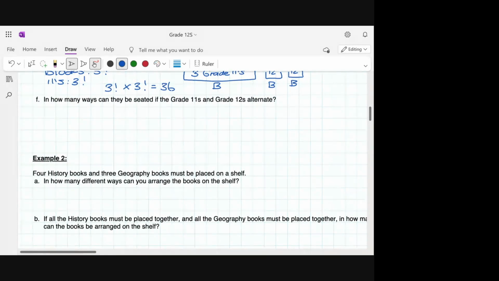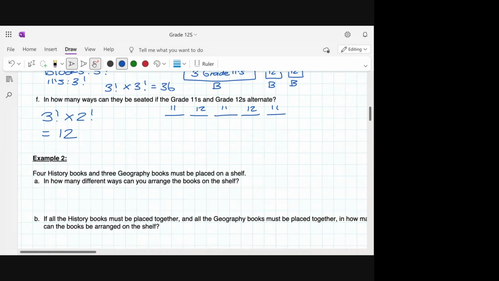And finally, in how many ways can they be seated if the grade 11s and grade 12s alternate? In other words, I want to have a grade 11, a grade 12, a grade 11, a grade 12, and a grade 11. So I don't want them to just be sitting wherever they want. I don't want to have 5, 4, 3, 2, 1 options. I want to have 3 grade 11s, 2 grade 12s. And when I do that, how many options do I get? 3 factorial times 2 factorial gives me 12.